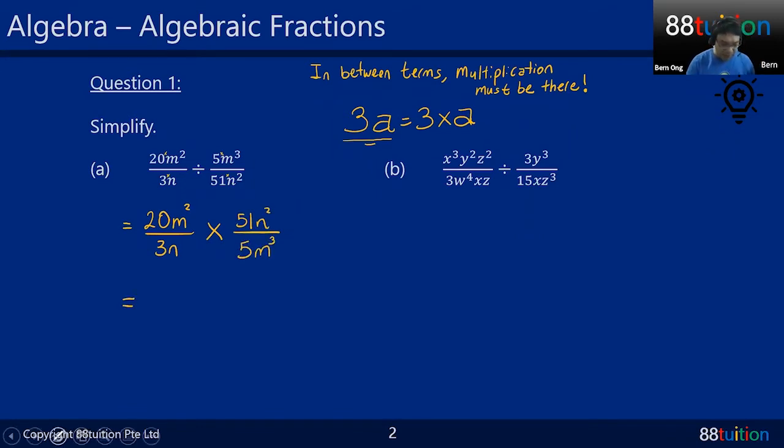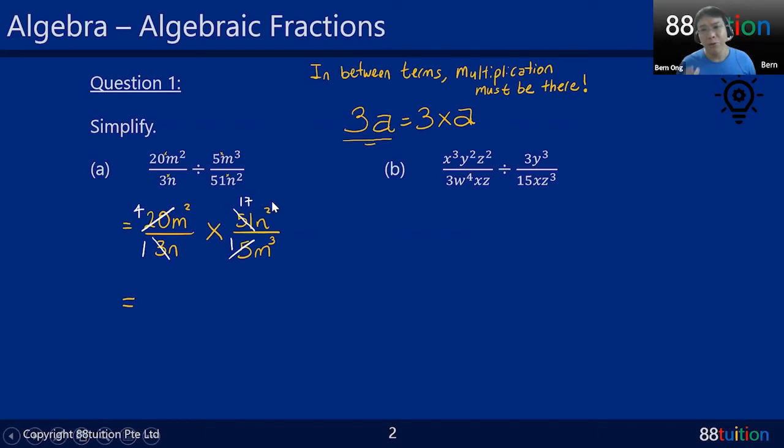Then in primary 4, primary 5, they teach you how to cancel. Whatever is on top and below, if there's some similar multiplication, you can cancel. For example, 20 and 5 belong to the 5 timetable. So divide by 5, divide by 5. 5 divided by 5 is 1. 20 divided by 5 is 4. What else? 3 and 51? Press your calculator. Can 51 divide by 3? Yes, it's 17. Amazing. So divide by 3, divide by 3. 51 divided by 3 is 17. So we settle all the numbers.